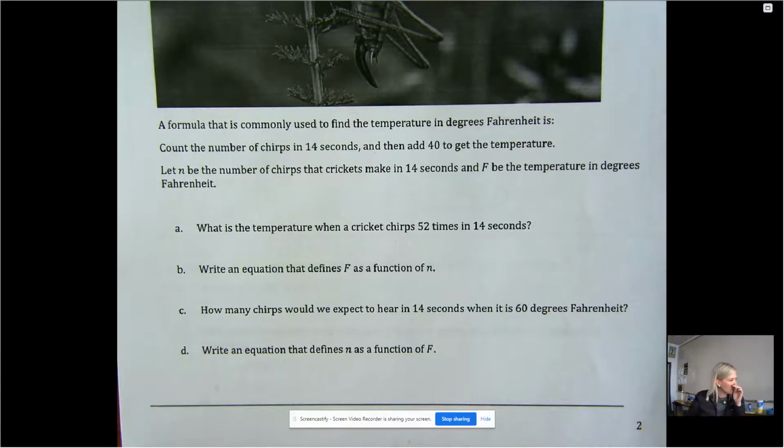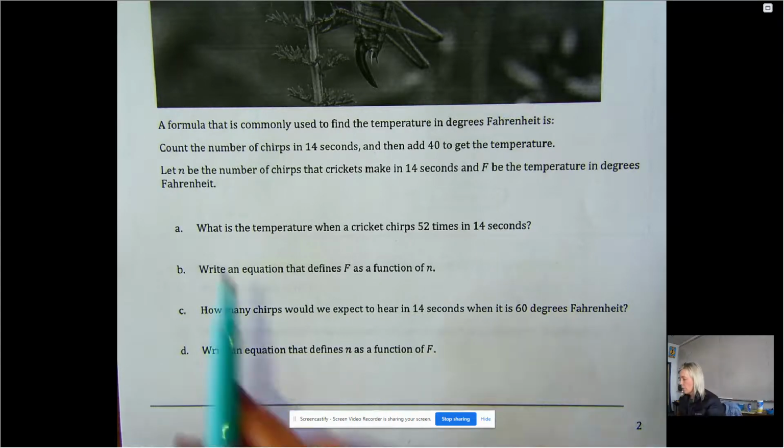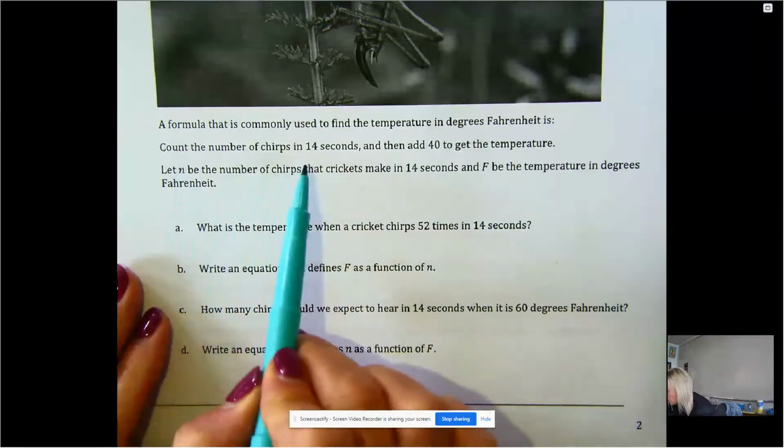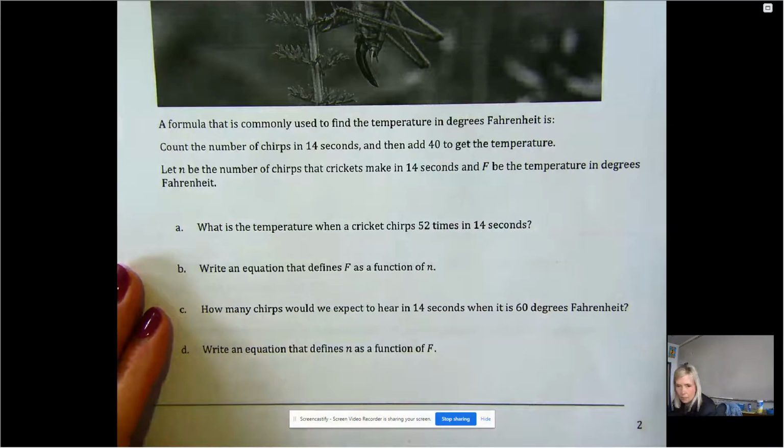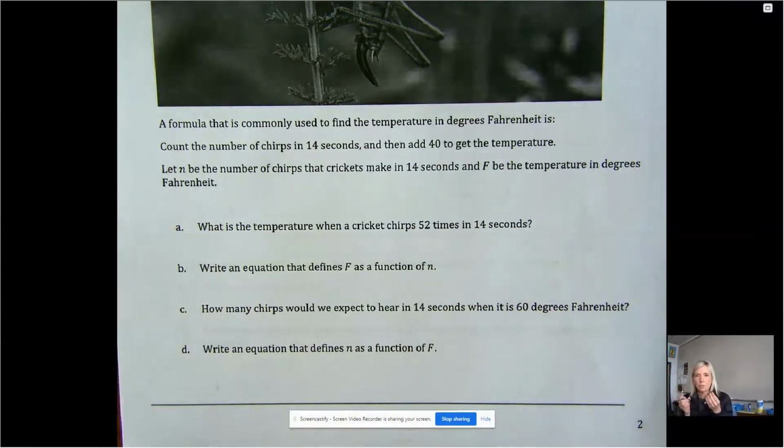Oh, I think there's a typo. I don't see the formula. Oh, okay, sorry. So it's just written out in words. Count the number of chirps in 14 seconds and then add 40 to get the temperature. So we count up the chirps and we add 40. So what is the temperature when the cricket chirps 52 times in 14 seconds?